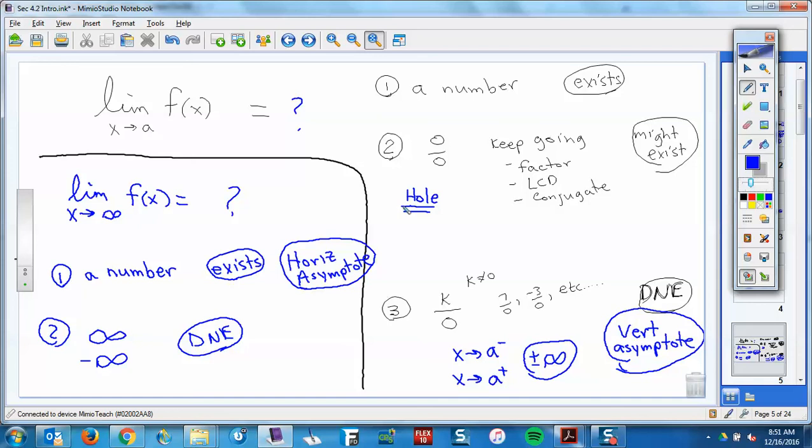If you get a number over 0, that always means vertical asymptote. A number over 0 means vertical asymptote. So 7 over 0, 2 over 0, negative 3 over 0. If you get that when you substitute in, you know you got a vertical asymptote. So right away, here's what we said last time. Remember, we said that does not exist, right? If you get 7 over 0, boom, does not exist. But the new thing in blue is we now got to check both sides. Okay? So if we get 7 over 0, we know it doesn't exist. We know we got a vertical asymptote.